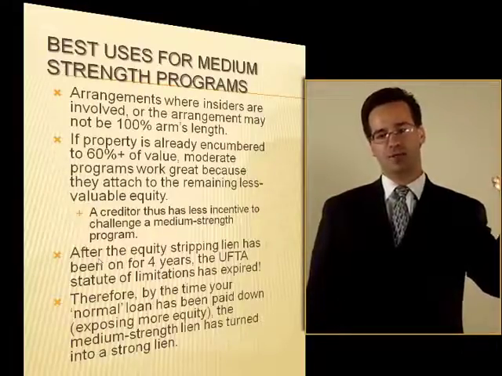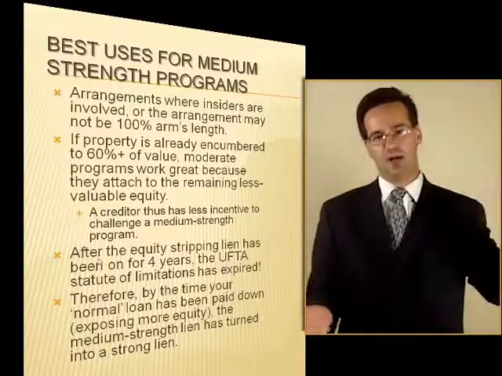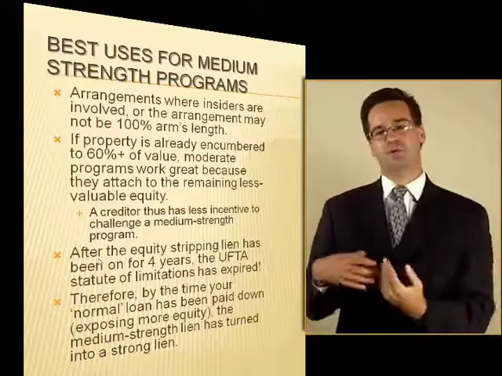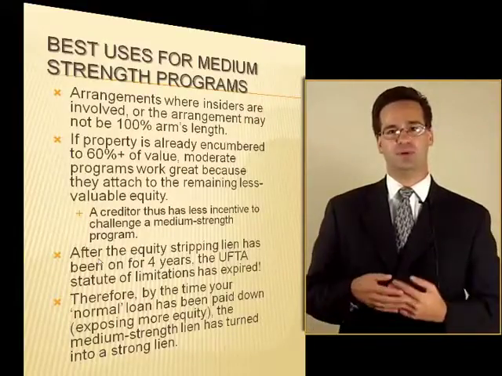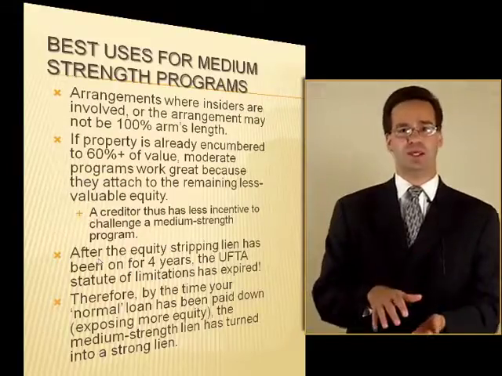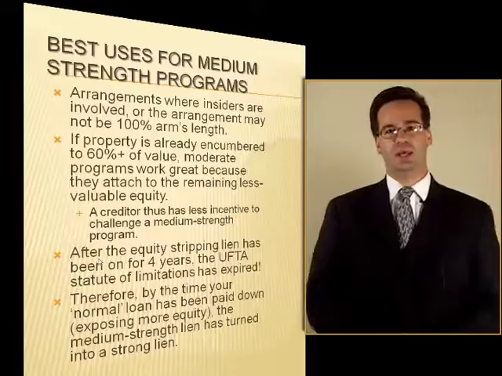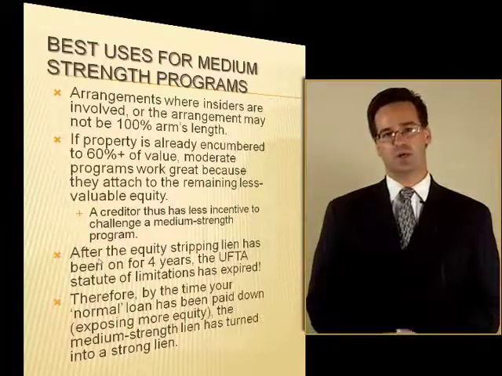And we make it big enough so that as your other loan is paid down, it still attaches to all the equity that's gone. And so by the time your first lien is paid off or paid down enough that the asset becomes attractive to the creditor, you have this other lien that has changed from a medium lien to a strong lien, and that is a really good, strong asset protection program.